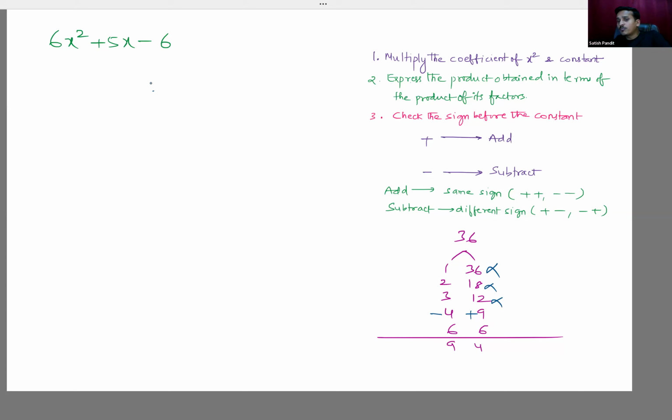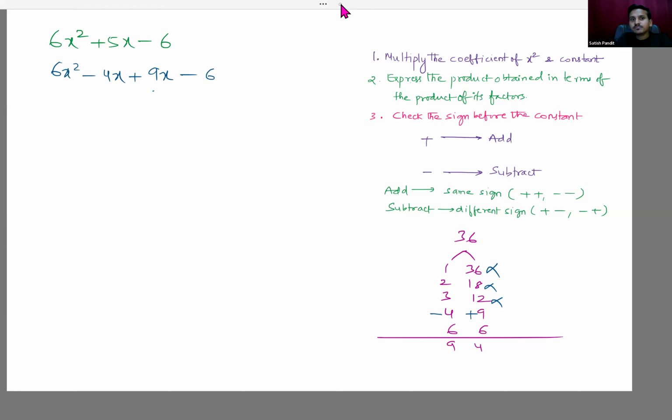Clear? You cannot put minus for 9 because if you put, you'll get minus 5x. Clear? See, if you write minus 9 plus 4, you'll get minus 5. But we need plus 5. That is why 4 should be negative, 9 should be positive. Clear? Yes. So 6x square minus 4x.